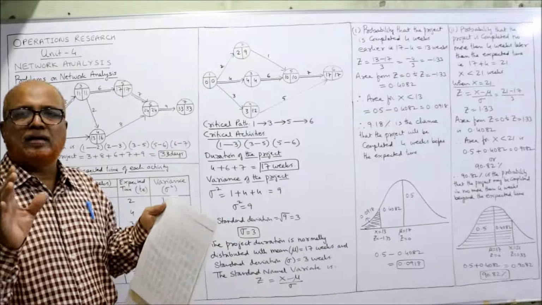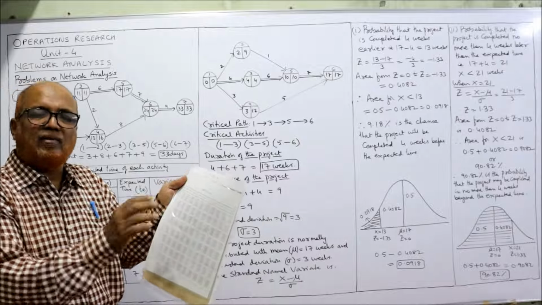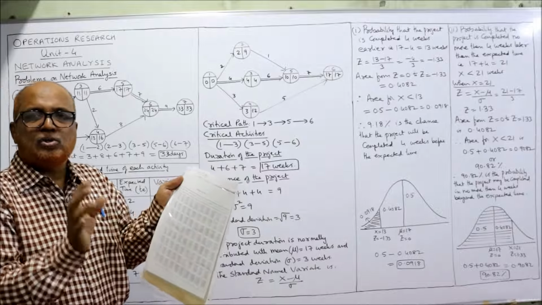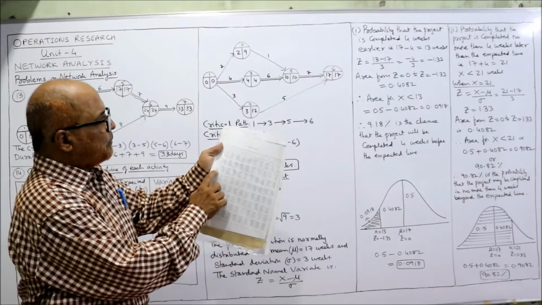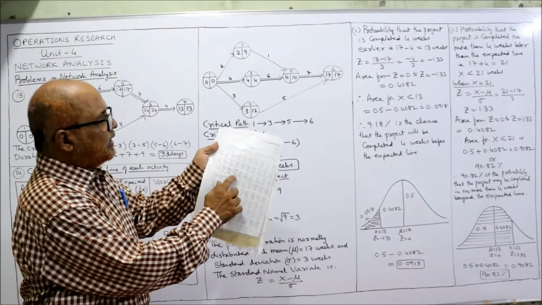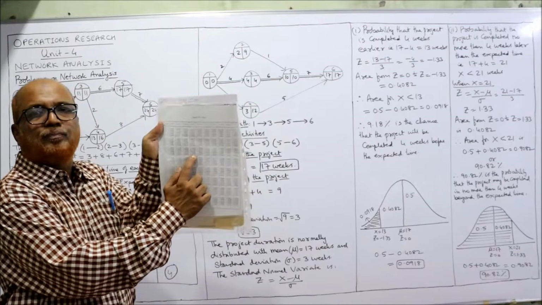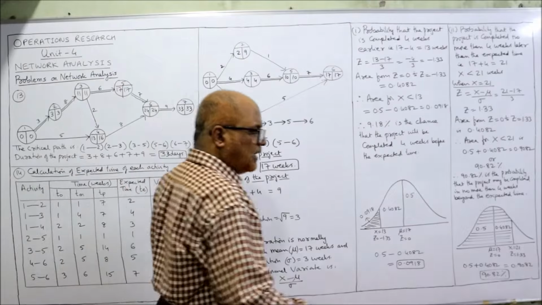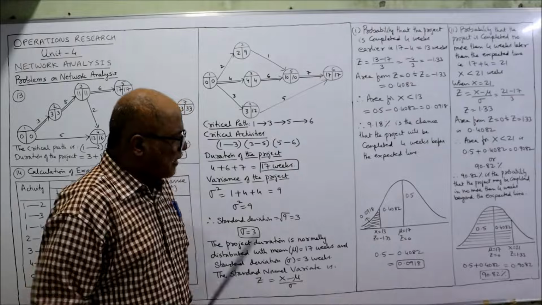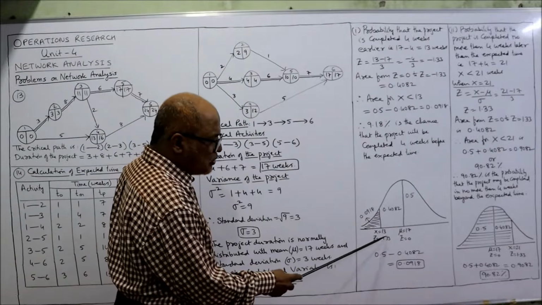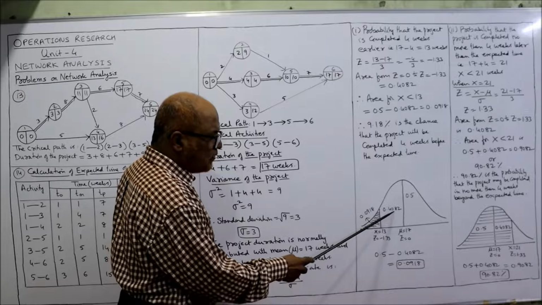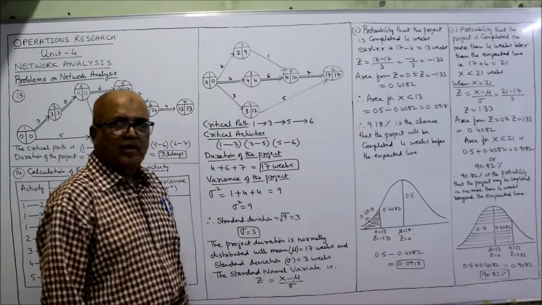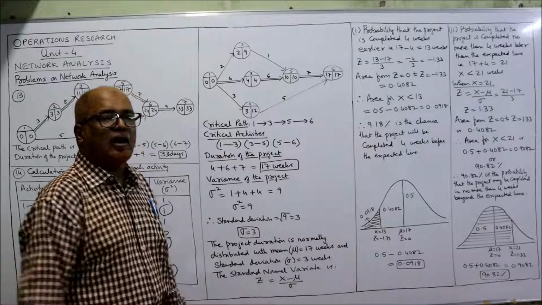So in this, we want minus 1.33. Actually, for locating these area values, area will always be positive. So see 1.3 under 3. So here it is 1.3. So under 3, you are getting 0.4082. So this area from Z is equal to 0 to Z is equal to 1.33 is 0.4082.